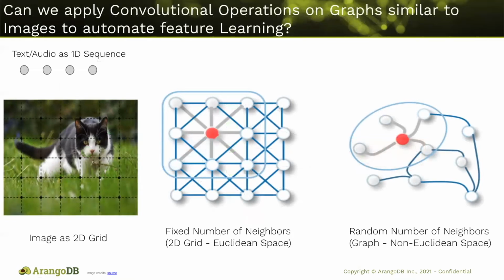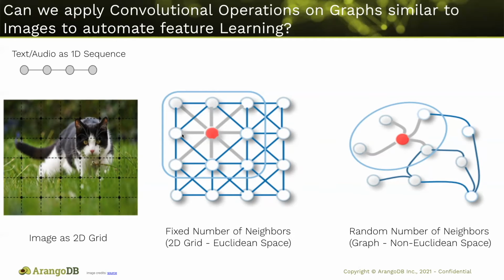So, can we apply convolutional operations on graphs similar to images in order to automate the feature learning? We know that convolutional neural networks are designed to operate on regular fixed-size data structures, or you can say data structures which can be represented in Euclidean space. Let's understand the term regularity in data structure with the help of this cat image. Images can be seen as a special type of graph known as the grid graph. Now, applying the convolution in this case means that we examine the neighbors of each pixel by aggregating their values.